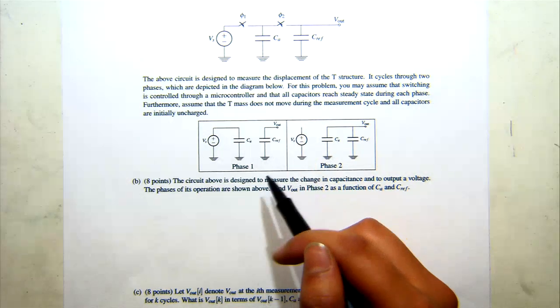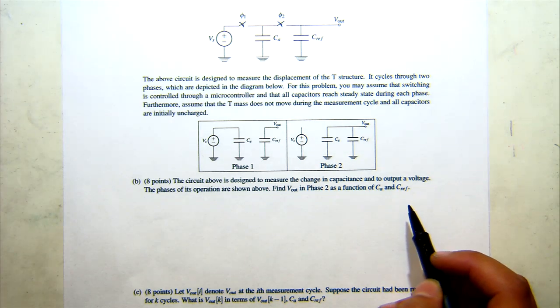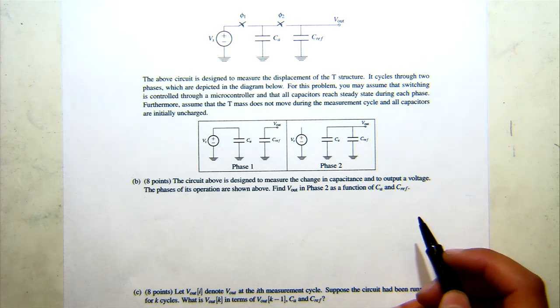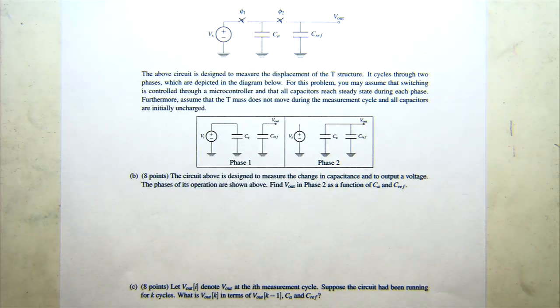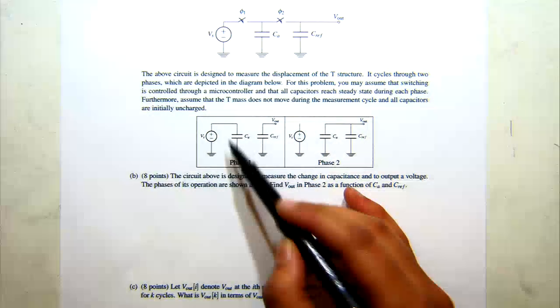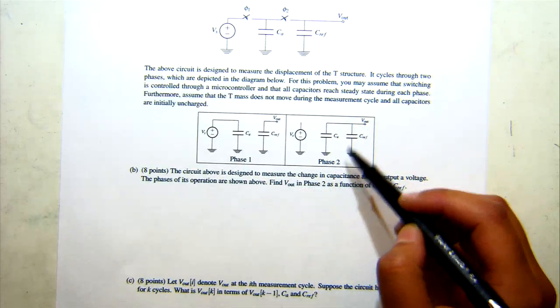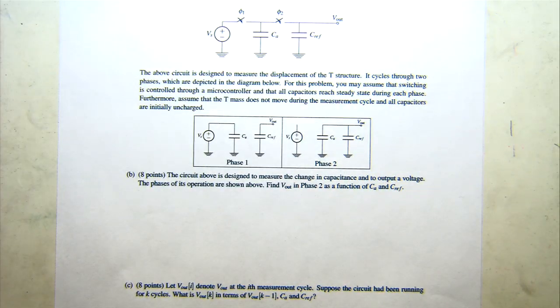And then part B tells us, let us find V out in phase 2 as a function of CA and Cref. So the way you think about what we might need to use to solve this question, we can notice that in phase 1, while we have this voltage source to tell us about what's going on with this capacitor CA, we don't really have that same deal for phase 2. So generally when we're dealing with capacitors like this, we want to think charges, and charge sharing.